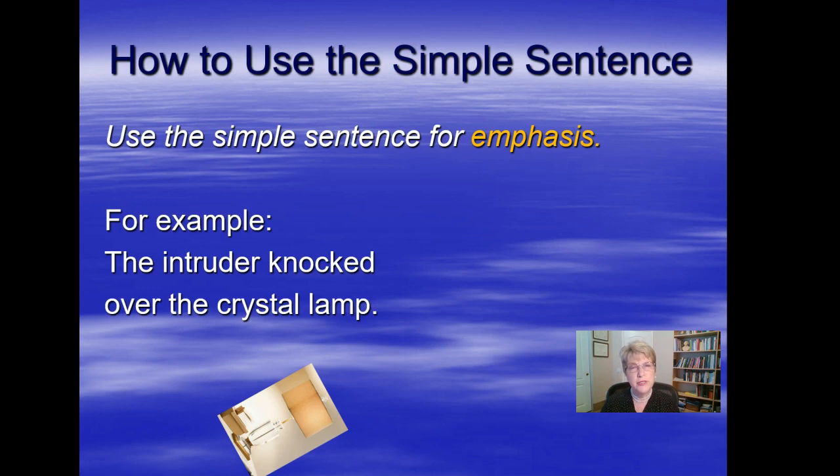Okay, now how do we use the simple sentence as adult writers? I like to use the simple sentence for emphasis. Sometimes I will use a simple sentence that'll be my paragraph, and it will transition into my next paragraph. I like to use my simple sentence for emphasis when I'm writing a narrative. For example, the intruder knocked over the crystal lamp. So that's a simple sentence. I've enhanced it with an adjective.